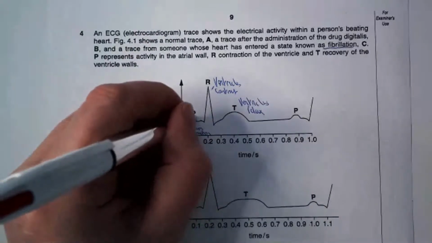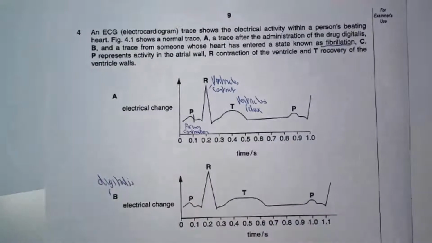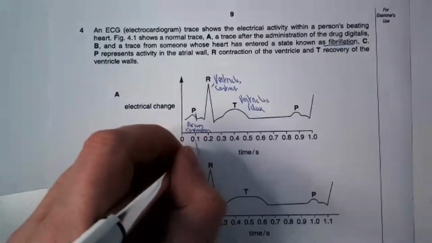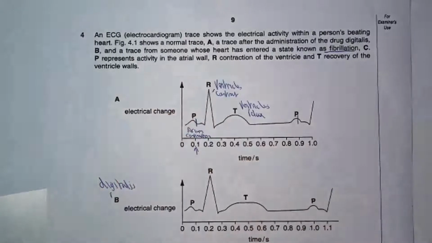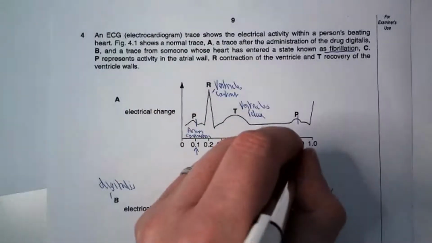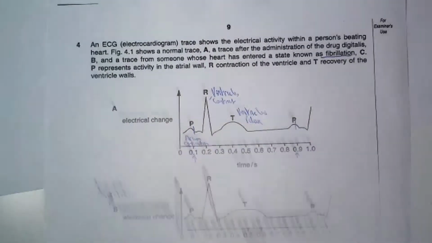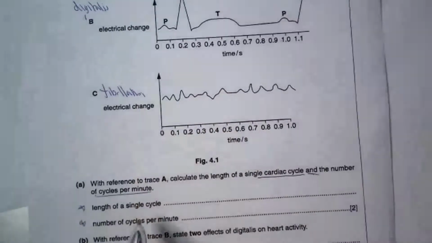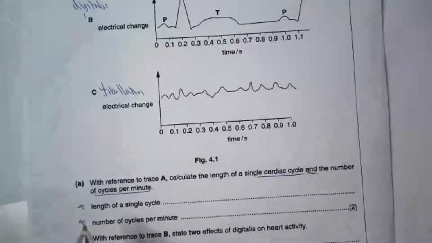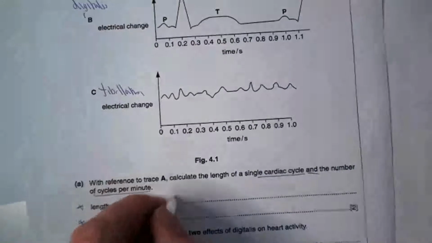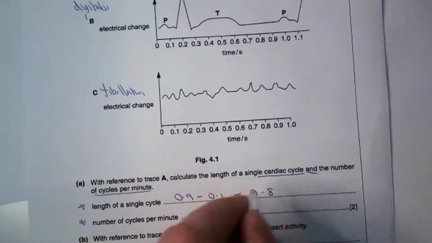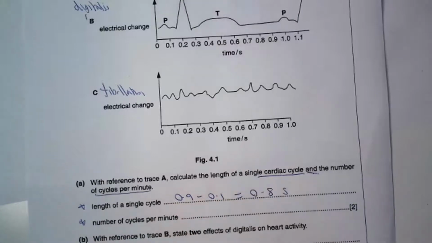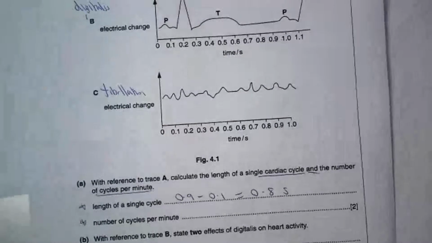So if we're starting off when P finishes, which is round about 0.1. So again, here when P is finishing round about 0.9. So the length of a single cycle is 0.9 minus 0.1, which equals 0.8 seconds. So the length of a cycle is approximately 0.8 seconds.